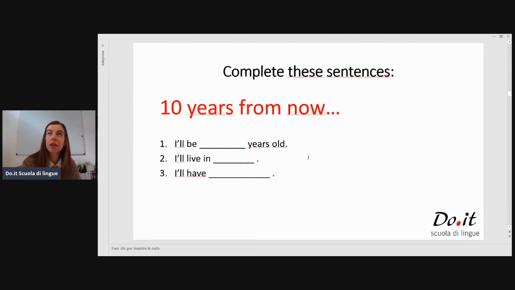Well, I will be 38 years old. I will live most probably still in Bologna. I really hope so. I love Bologna. And I will have maybe another dog. I don't know.